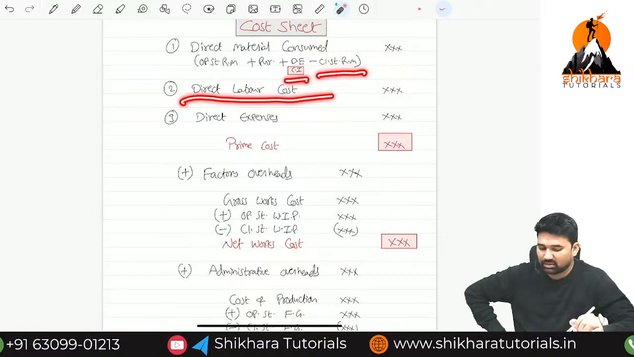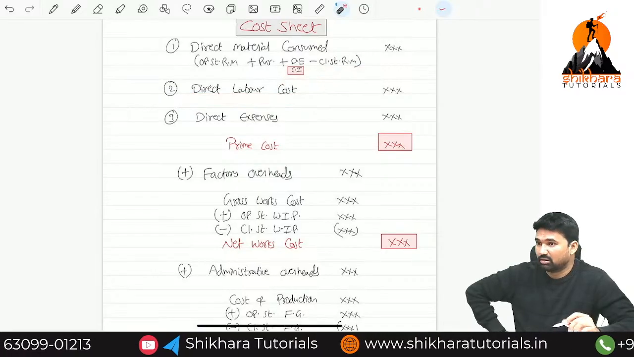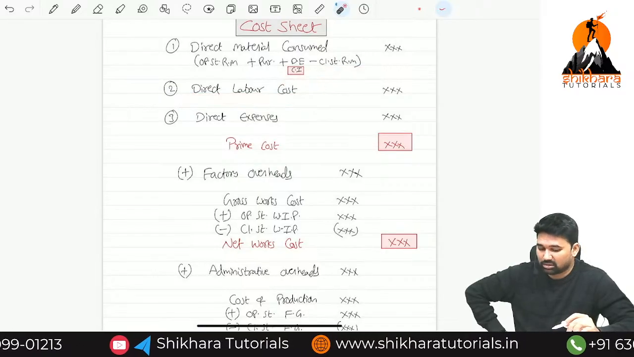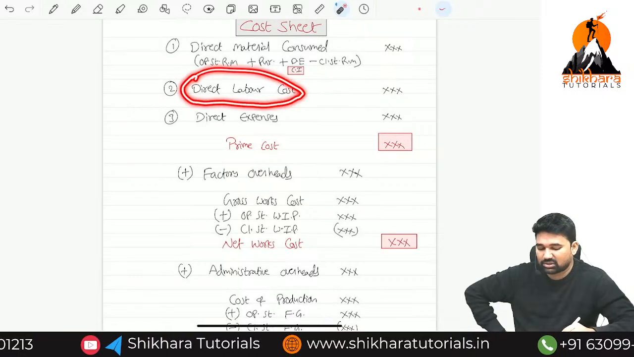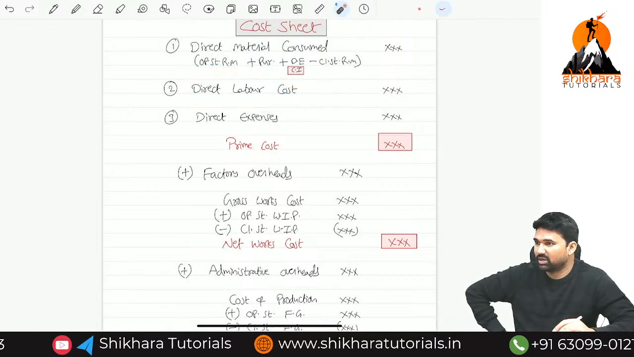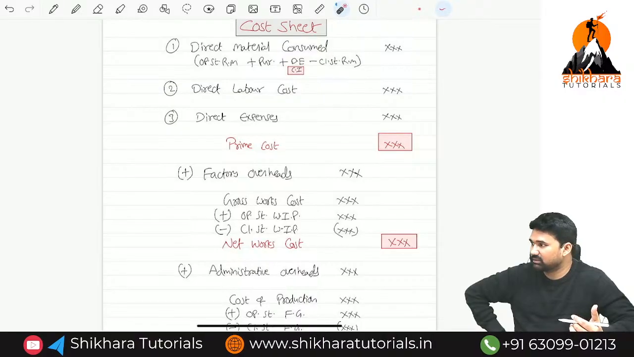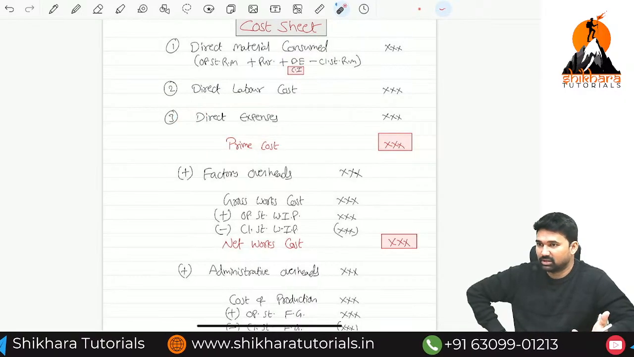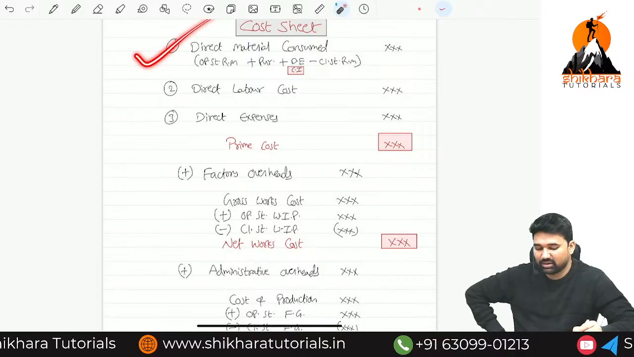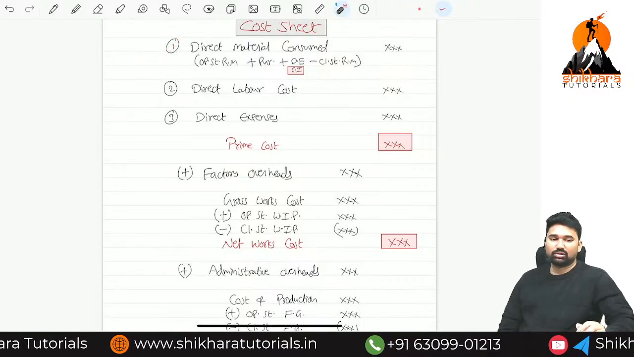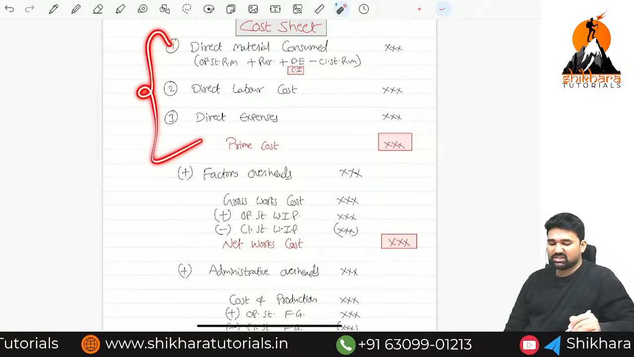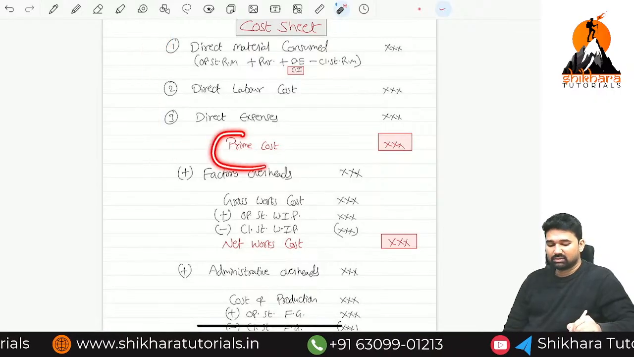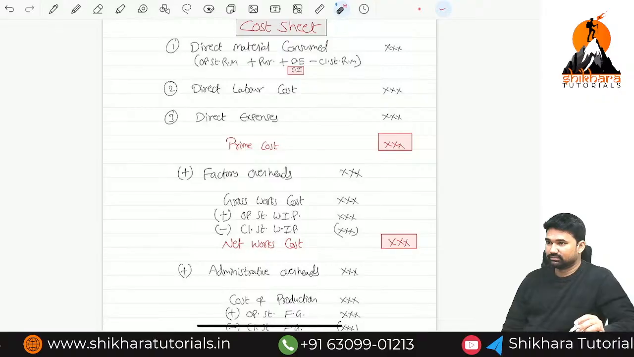Second one, direct labor cost. What is the formula for direct labor cost? There is no formula. According to the problem, we have to consider. And what is the formula for direct expense? No formula. Okay, there is only formula for direct material consumed only. And after addition of these three, what we will get? Prime cost we will get.